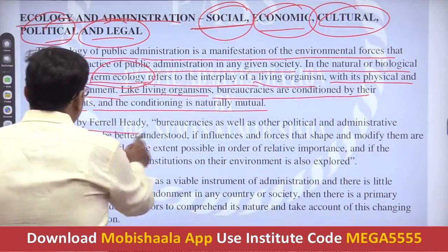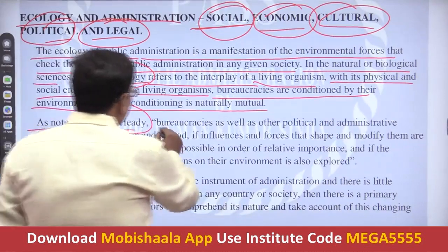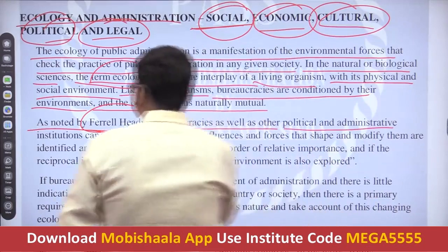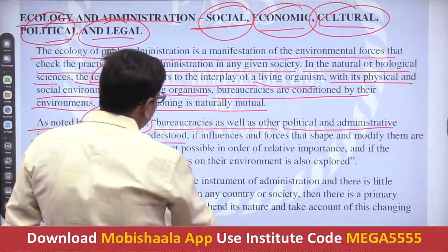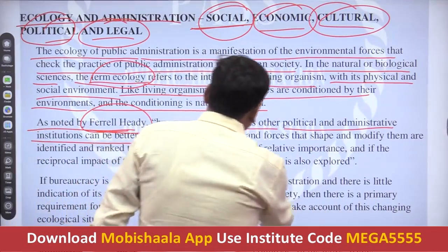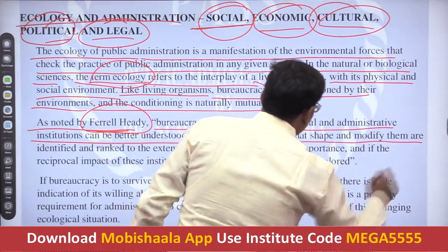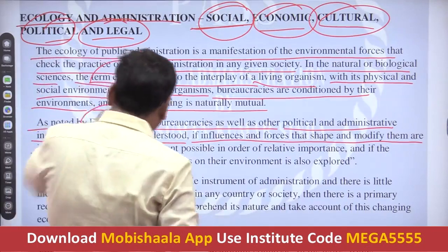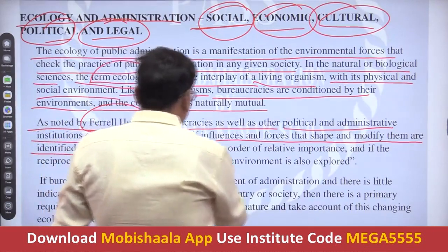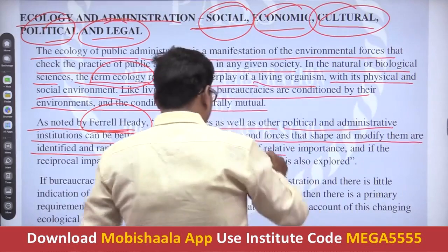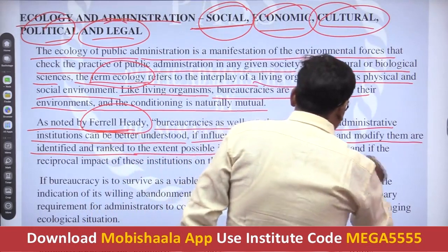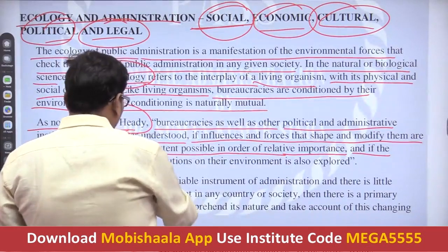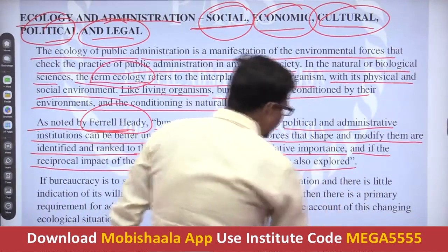As noted by Farrell Heady, bureaucracies as well as other political and administrative institutions can be better understood if the influences and forces that shape and modify them are identified and ranked, to the extent possible, in order of relative importance, and if the reciprocal impact of these institutions on their environment is also explored.